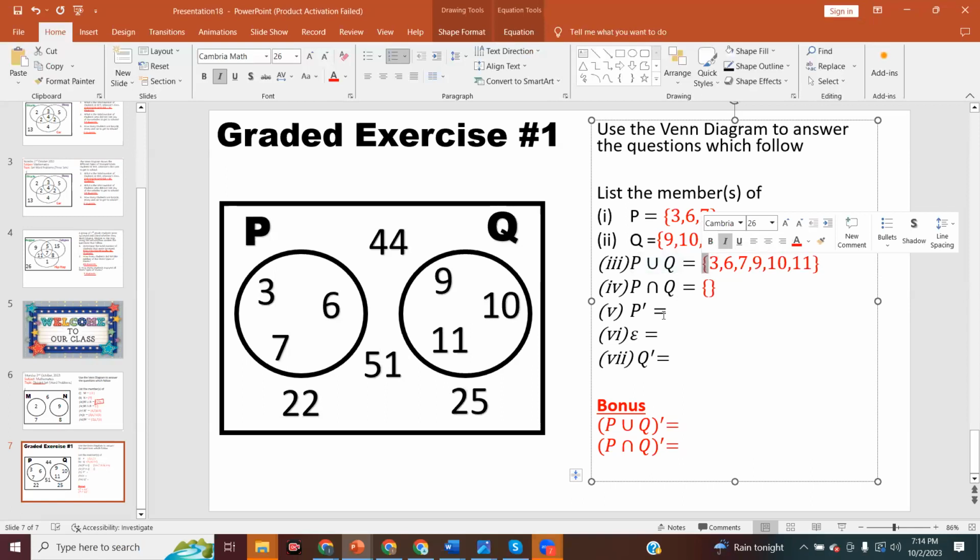All right. What does this symbol mean? Complement. Very good. Okay. Thank you. P complement. What is P complement? Everything except P.